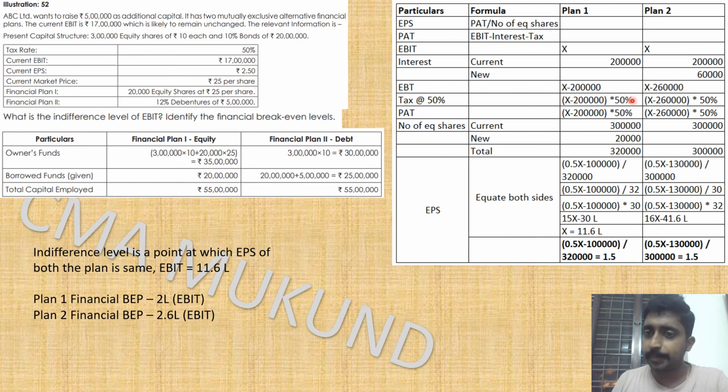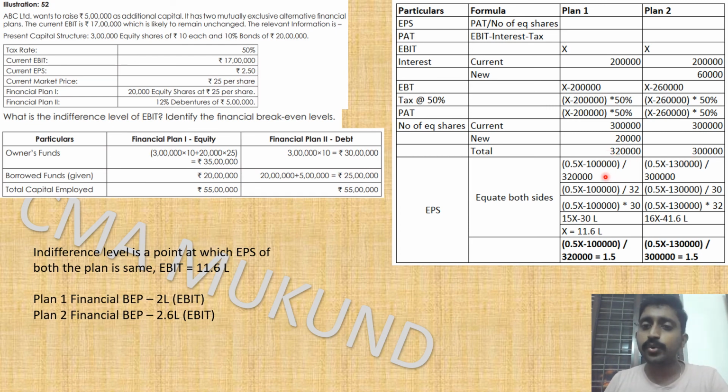Now the tax rate is given as 50% in the question. So multiplying by 50% in both the cases will give you the tax, and if you reduce the tax from the earnings before tax, you will get profit after tax. Profit after tax divided by the number of equity shares will give you the EPS. Currently the company has 3 lakh equity shares in both cases. In plan 2 we are not going to issue equity shares, but in plan 1 we are going to issue 20,000 additional equity shares. So the total equity shares will be 3 lakh 20,000 in plan 1 and 3 lakh in plan 2.